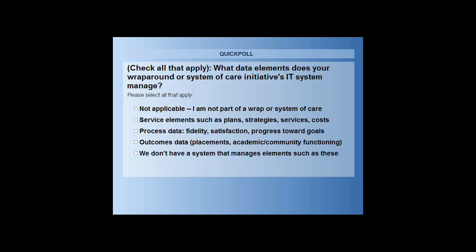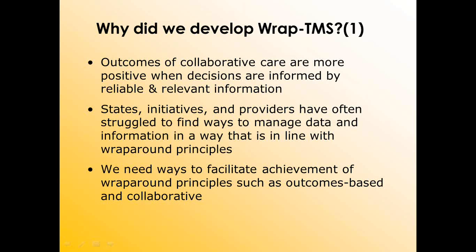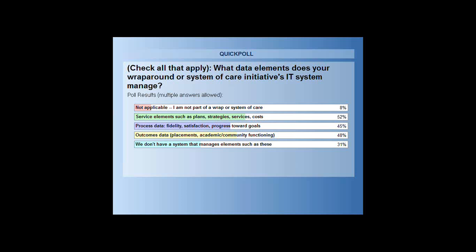All right, what is the result of our poll? So interestingly, a third of the folks who are on are part of an initiative but don't have a system that manages elements such as these. Another 8% are not connected to a system of care. It looks like most of the other folks have a system that does all of these things: plans, costs, process data, and outcomes data. So it's an interesting mix here: about a third of the folks have nothing, and then those who have something, it looks like they have systems that do quite a few of these things. So that's a good segue to the last part of my little spiel here.